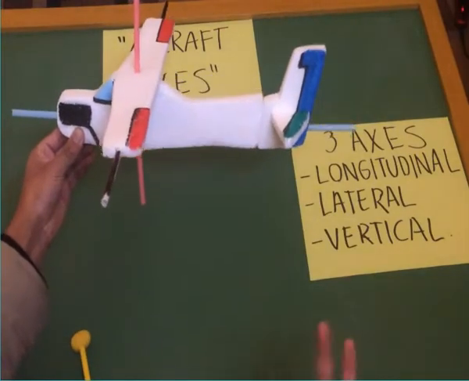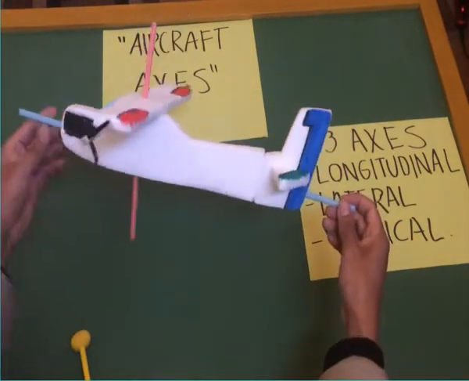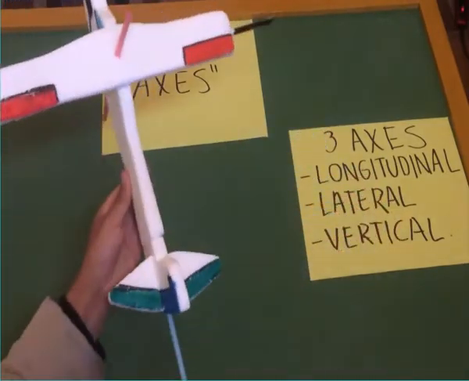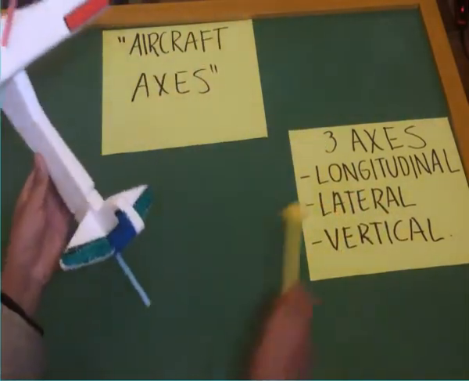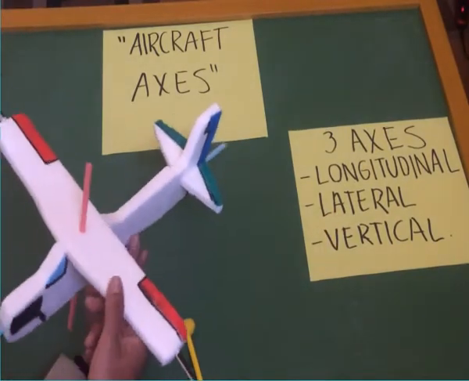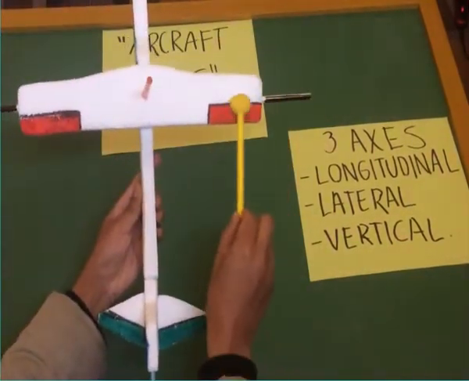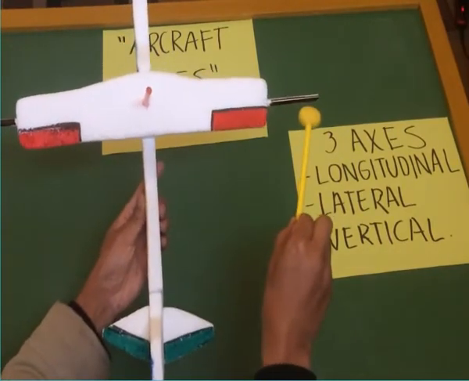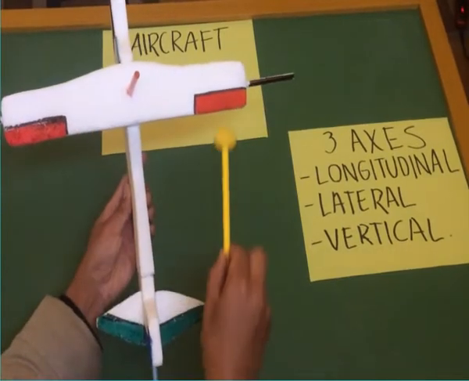In the longitudinal axis, what movement do we do? We do the roll movement. With what surface? With the ailerons, okay? Longitudinal axis. Lateral axis. Lateral axis is located here in the wings. Okay, this is an imaginary line that goes along through the wing.